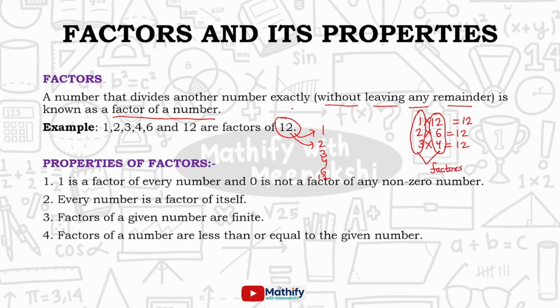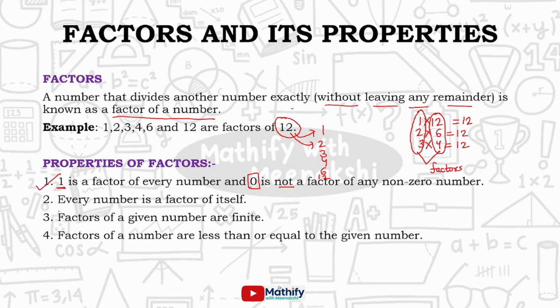Now you should know the properties of factors. As you know, 1 is a factor of every number, because if someone says find the factors of 15, that is 1 into 15. If someone says find the factors of 17, that is 1 into 17. So 1 always divides a number. So 1 is a factor of every number, but 0 is not a factor of any non-zero number. You know that 0 is not a factor of any non-zero number because 0 doesn't divide any number. So this is an important thing.